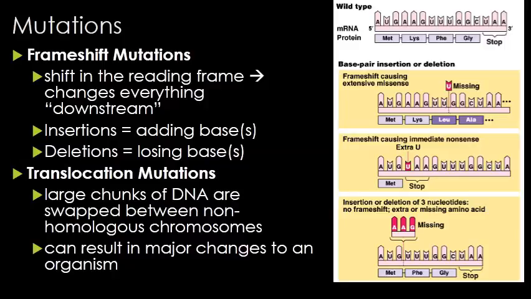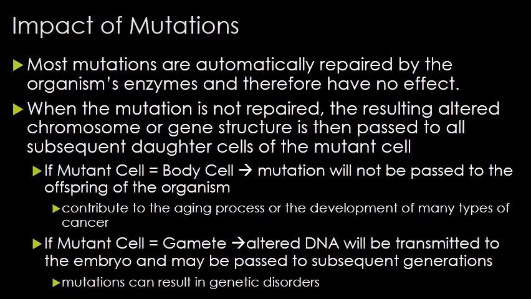We know that if the mutant cell is a body cell, a somatic cell, the daughter cells can be altered by the altered DNA, but the mutation will not be passed on to the offspring. If the mutant cell is a gametic cell or a sex cell, the altered DNA will be transmitted to the embryo and may be passed to subsequent generations. Gamete cell mutations result in genetic disorders, whereas a body cell mutation could be something like cancer, and you're not going to pass that on to your offspring.